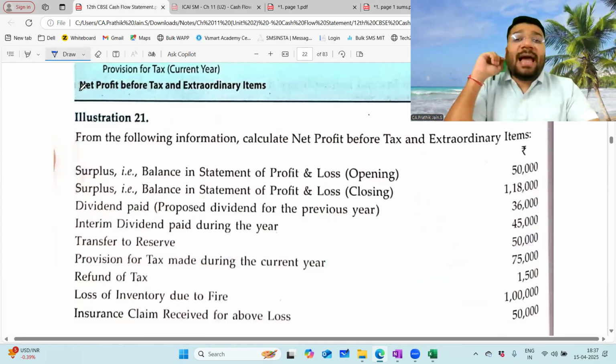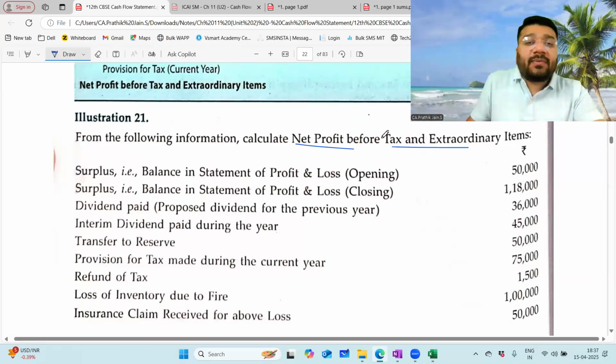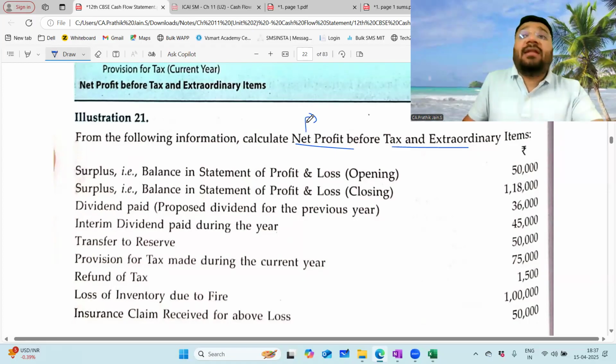From the following information, calculate the net profit before tax and extraordinary item. Guys, this item comes where in the cash flow statement?